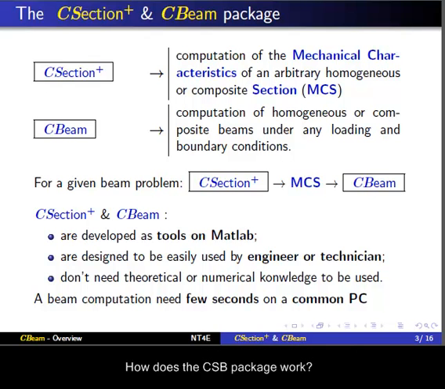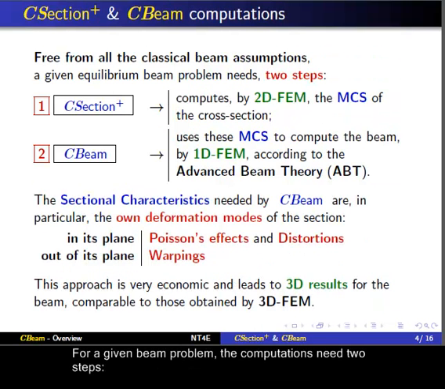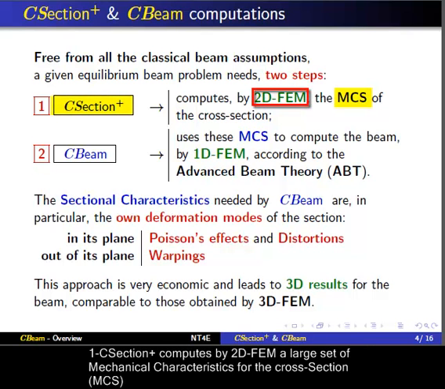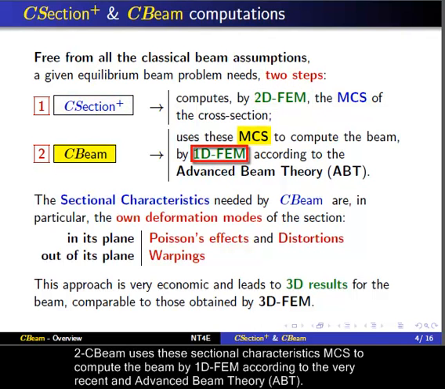How does the CSB package work? For a given beam problem, the computations need two steps. CSection Plus computes by 2D FEM a large set of mechanical characteristics for the cross-section, and then CBeam uses these sectional characteristics to compute the beam by 1D FEM according to the very recent and advanced beam theory.